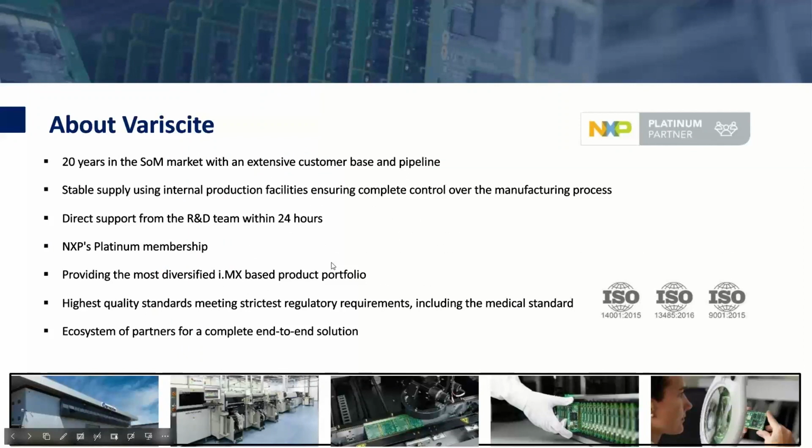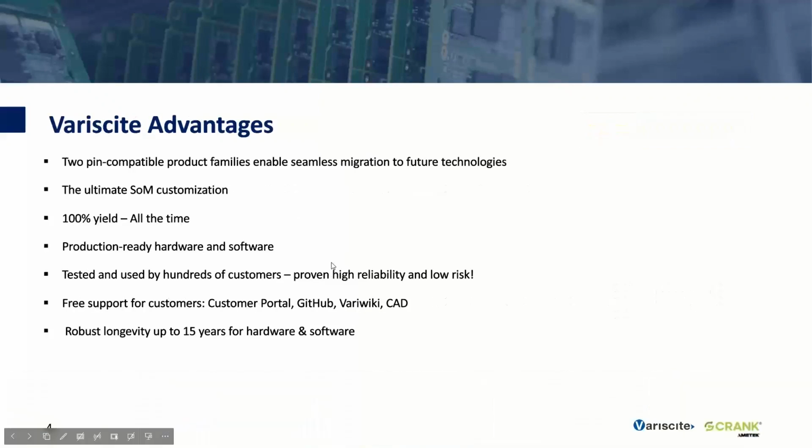What about Variscite? Variscite has been in this market for 20 years, with an extensive customer base and a pipeline. We have a stable supply chain because we have internal production, and we completely control the manufacturing process. We provide direct support through the R&D 24 hours, 7 days to our customers. For a few years, we have been NXP Platinum partners, so we have early access to both the hardware and the software.